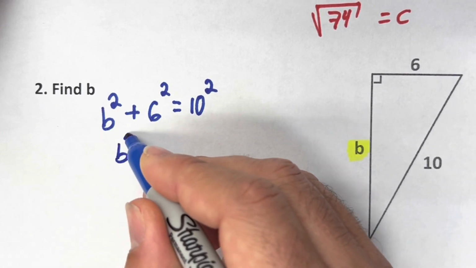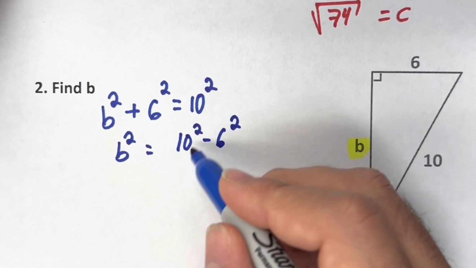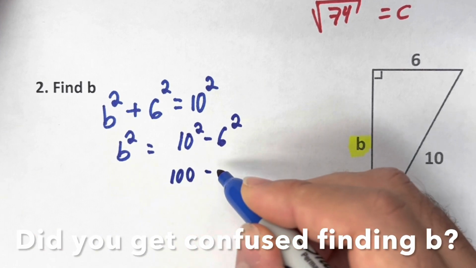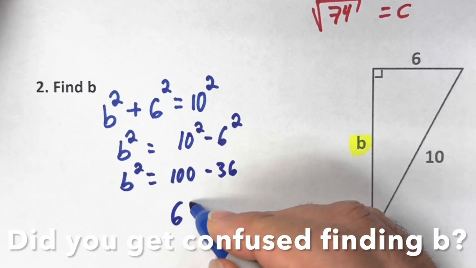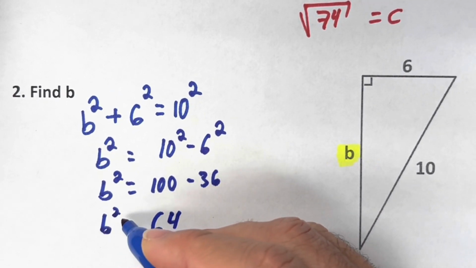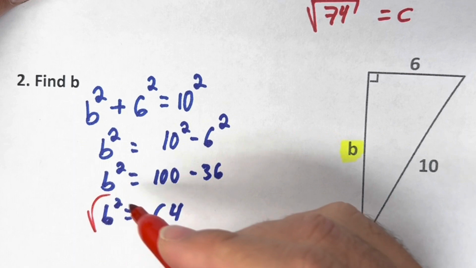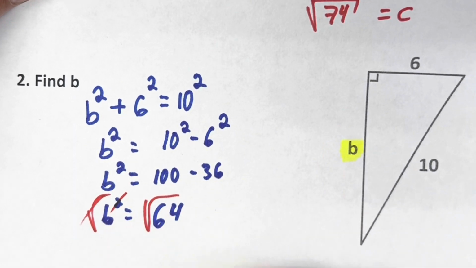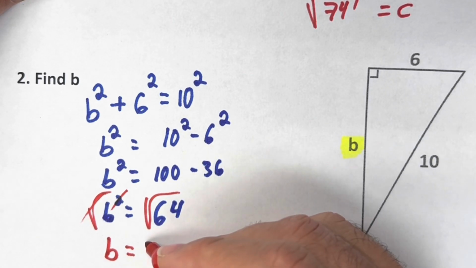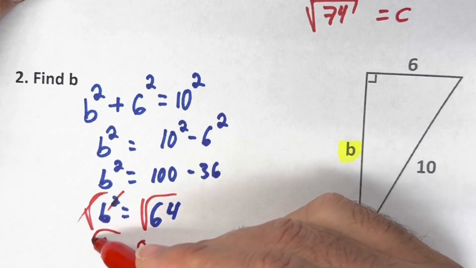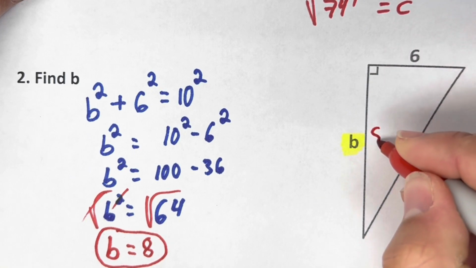So b squared is equal to 10 squared minus 6 squared. 10 squared is 100 minus 36. So b squared will be 64. Now what I have to do is a square root on both sides. Here the square I cancel with the root, so I have b equal to, and in this case the square root of 64 is 8, so b equals 8. Okay, so that will be the answer for this exercise. The b, this side here that is missing, is equal to 8.